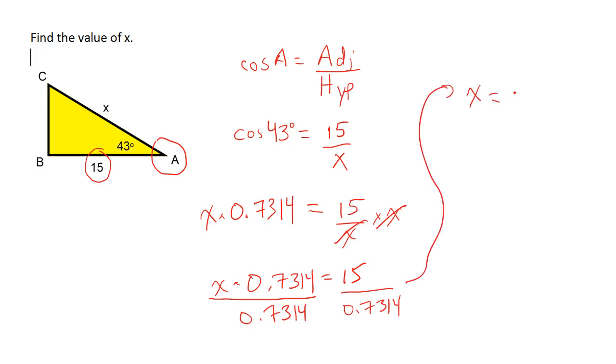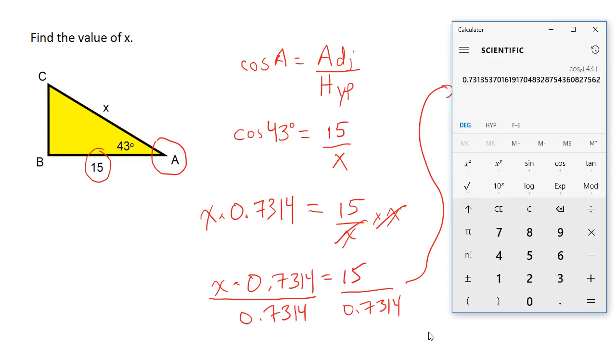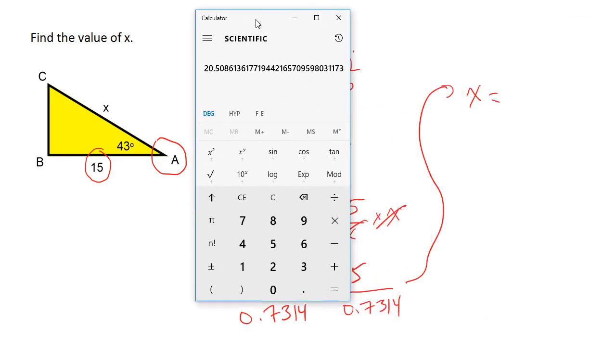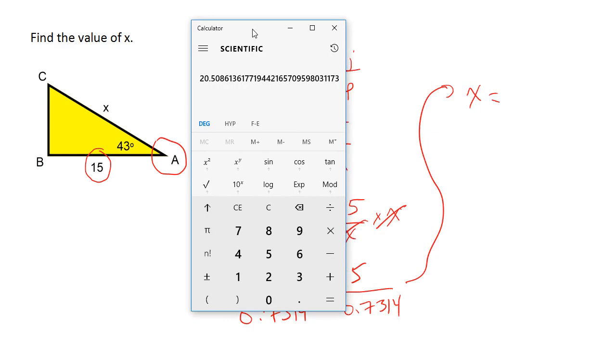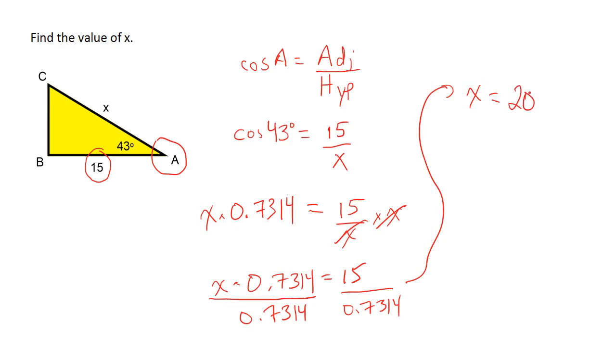x is equal to, I'm not going to try to do this in my head, so 15 divided by 0.7314. And we get 20.5. So x must be approximately 20.5. Now, it's good that x is longer than this adjacent side because, of course, it's the hypotenuse. And it is a reasonable amount longer as well.